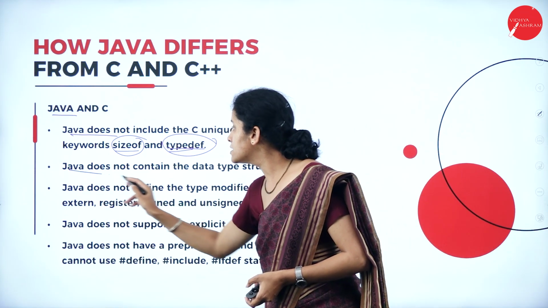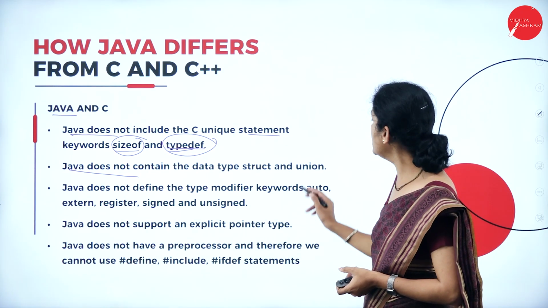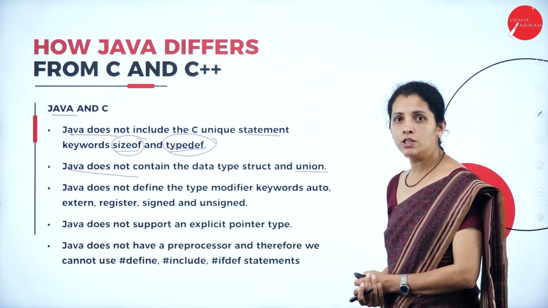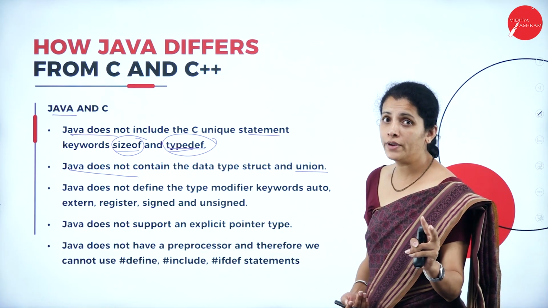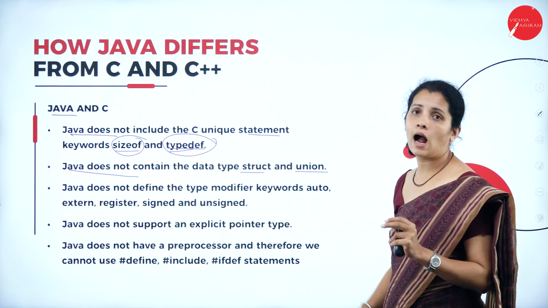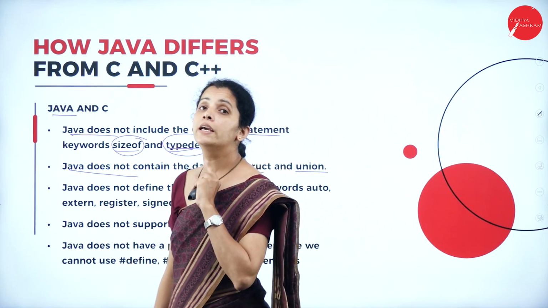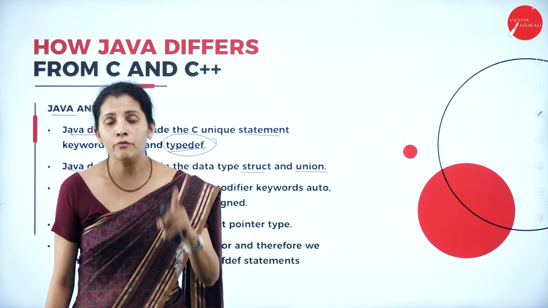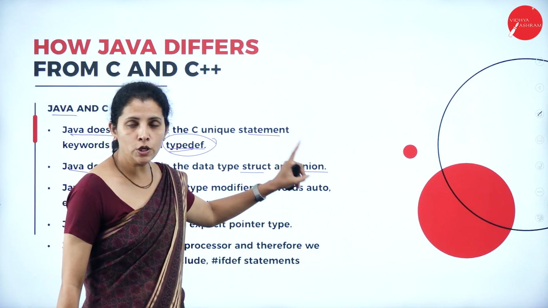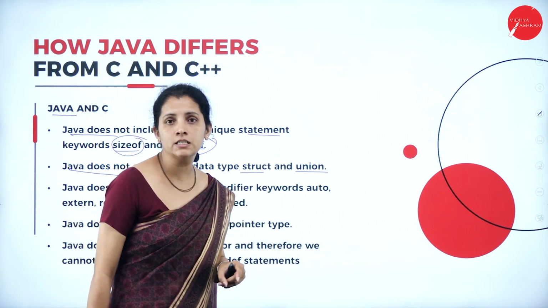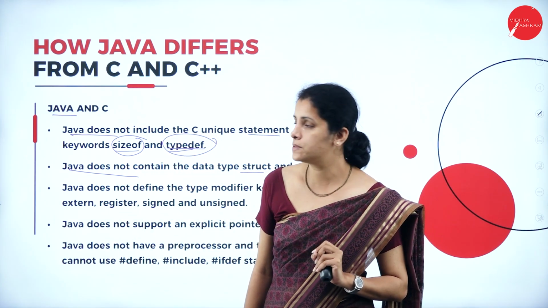Now, Java does not contain data types like struct and union. So, dear student, here C supports two features called struct and union. That means if users want to create their own data types, C supports struct and union. By using these two keywords, users can create their own data types.